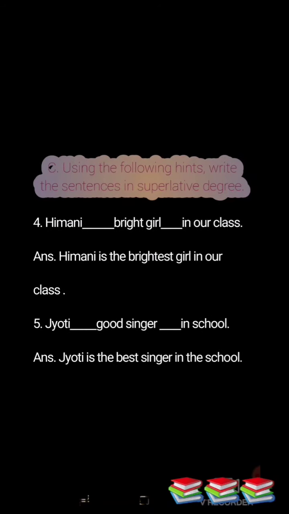Himani, bright girl in our class. Himani is the brightest girl in our class. You can see that Himani is compared with all the students in the class, not with one person. So here you are using superlative degree. Jyoti, good singer in school. Jyoti is the best singer in this school. Because we are comparing Jyoti with the whole school. So here you have to put the superlative degree of an adjective for comparison.